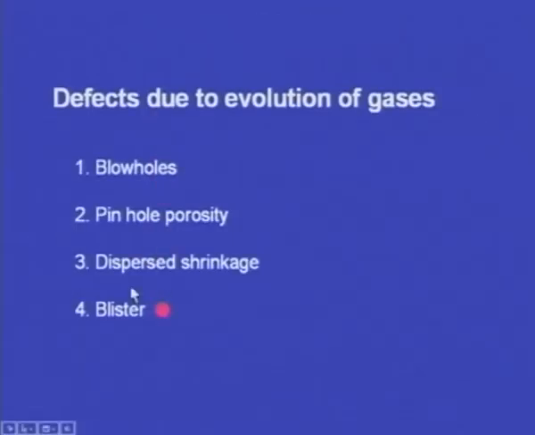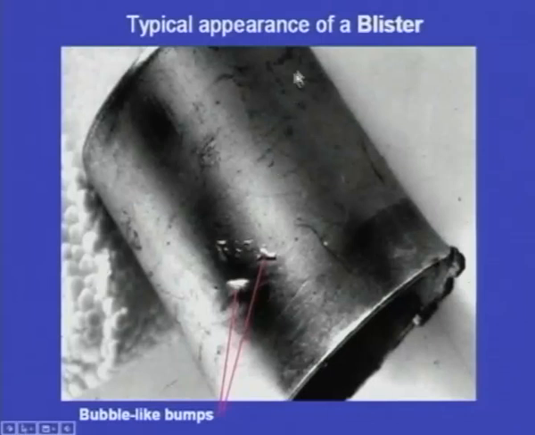Next in this classification, let us see the defect blister. And this is the typical appearance of a blister, and here we can see bubble like bumps, here one bump and here one bump and some more bumps. Bubble like bumps are formed at some surfaces.